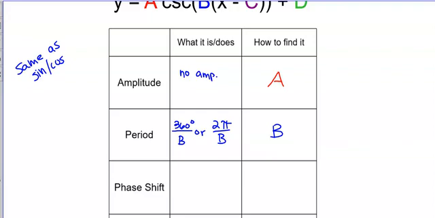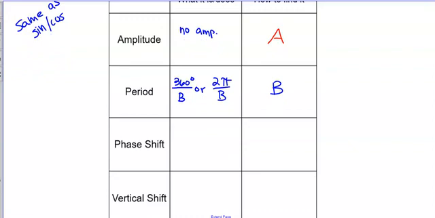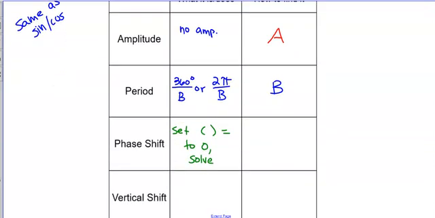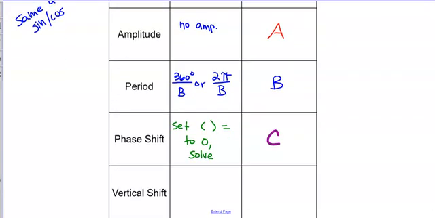Okay. Your phase shift, same as what you were doing before, where you are setting your parentheses equal to 0 and then solving. And you're going to use your c value. What color did I use there? Purple. And then your vertical shift is your d value. So you're up and down there. Where did I use? Green. Make it a little pretty. All right, so that's the same as what it was before.